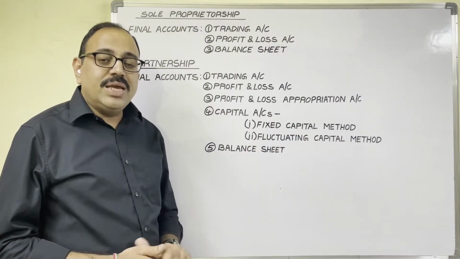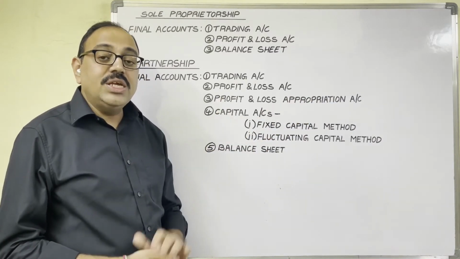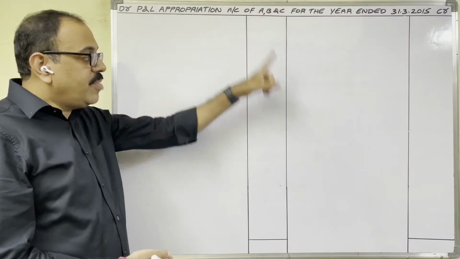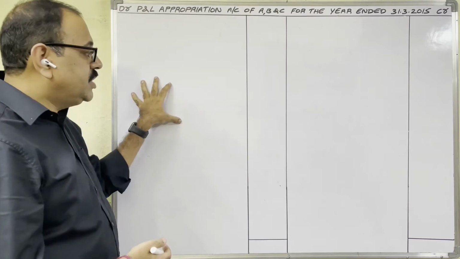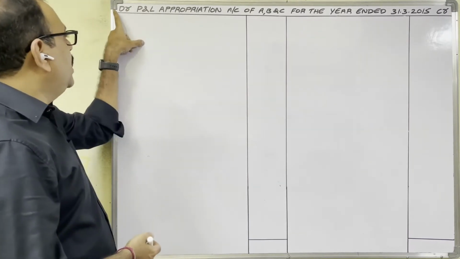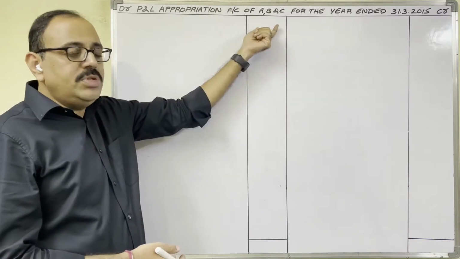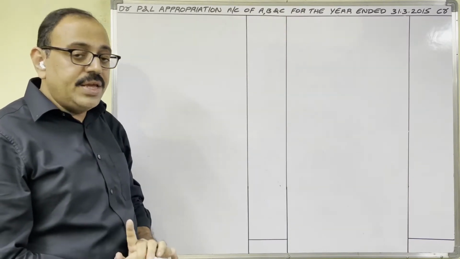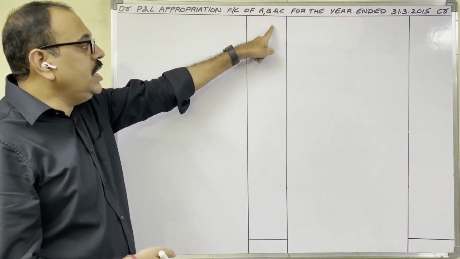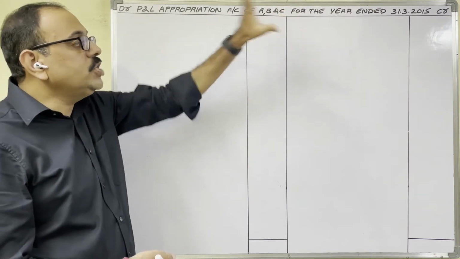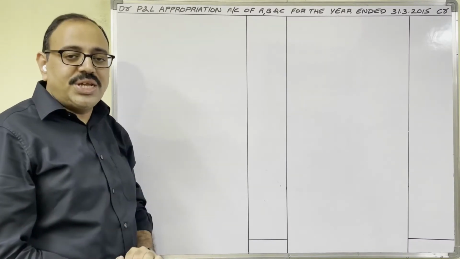In the present problem, he is asking us to prepare profit and loss appropriation account. Let us see how to prepare this account. This is the format of profit and loss appropriation account. It is divided into two parts: debit side, credit side. Here Dr, Cr. So on the debit side we have particulars and amount columns. Credit side also the same. The heading is profit and loss appropriation account of A, B and C for the year ended 31st March 2015. Let us know some basic points about profit and loss appropriation account.